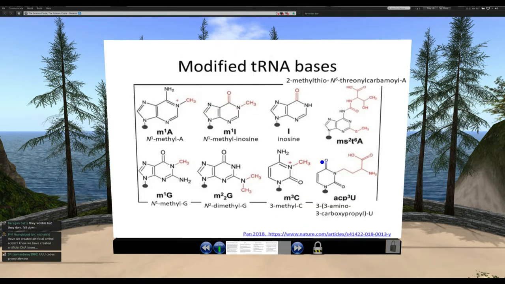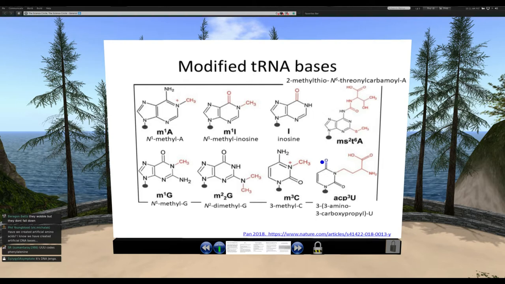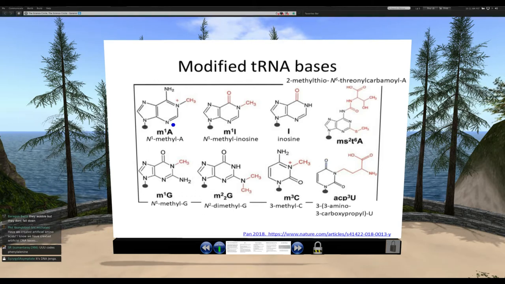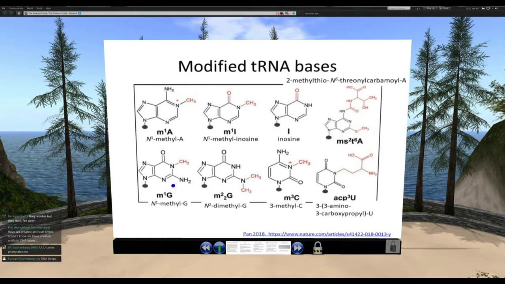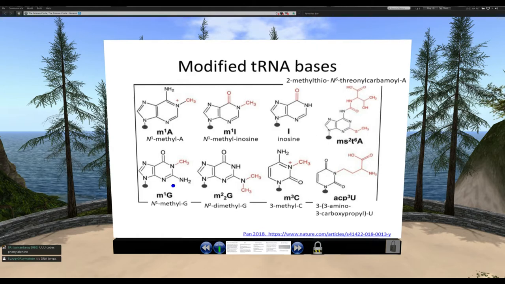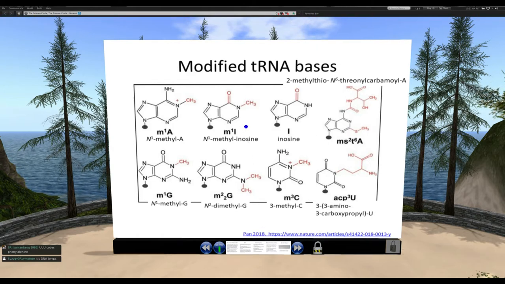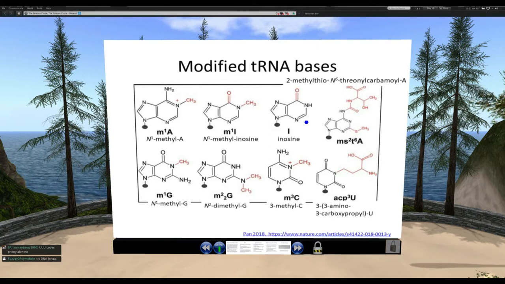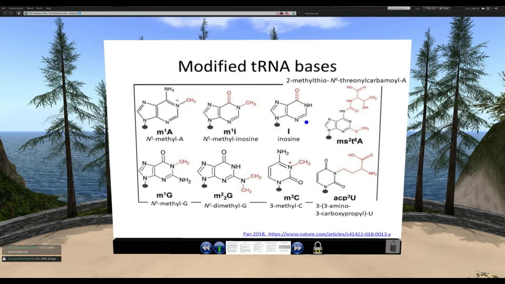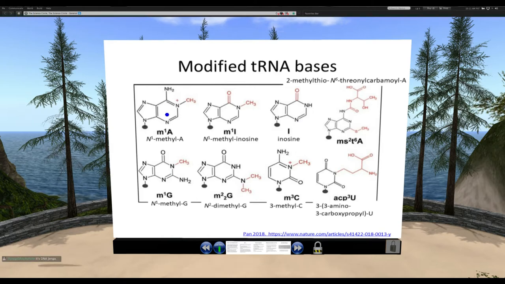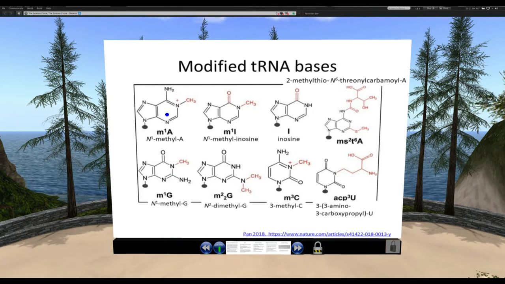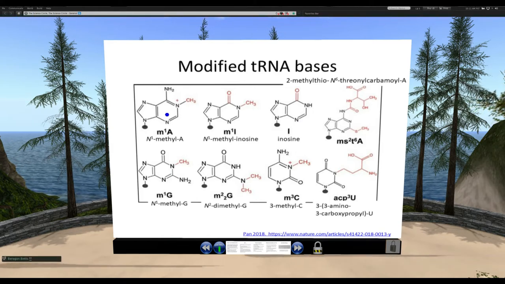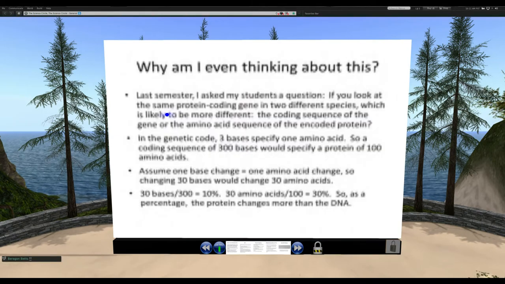This next slide is just a picture of some of those funny bases. A lot of them are just methylated versions of the regular base. This is methyl adenine. This is methyl guanine. This is methyl inosine. This is inosine unmethylated, and you can see that inosine is a purine. It looks a little bit like adenine and a little bit like guanine. But this is just some of the funny bases that you find in transfer RNA.